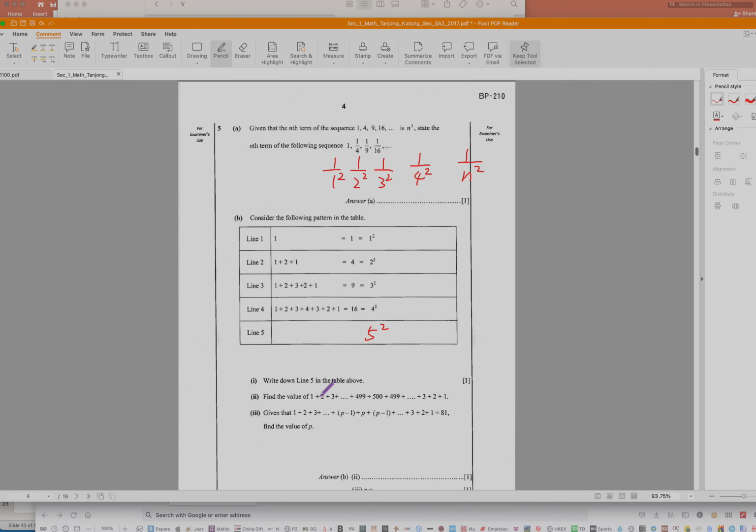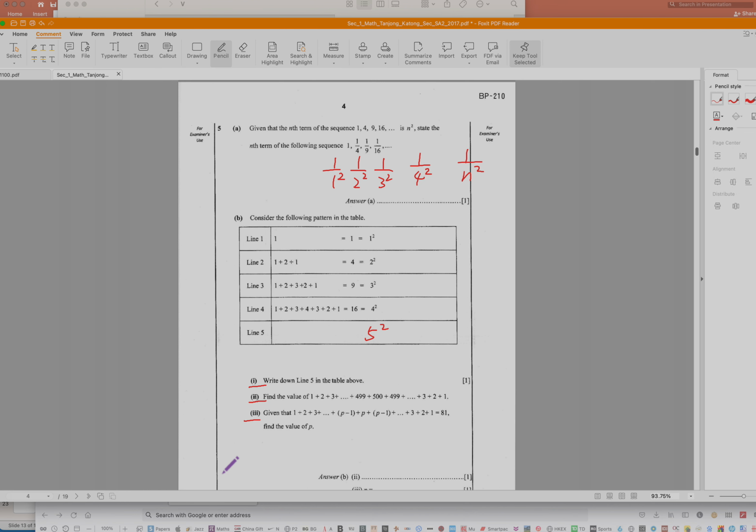Then this one is also the same thing. Write down line 5 in the table above. It's 5 square. Okay, I know how to do that. Because I don't know how to do 5A. Then what about B1? I know how to do B2. You know how to do? Okay, good.